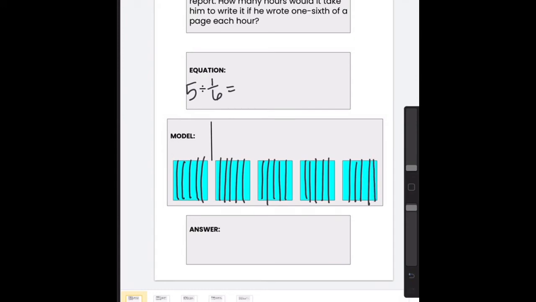So now that I have my model complete, all I have to do is count the individual boxes. Count your boxes. So I have 1, 2, 3, 4, 5, 6, 12, 18, 24, 30. 30 total splits, or 1/6. So it's going to take him 30 hours to write his book report.